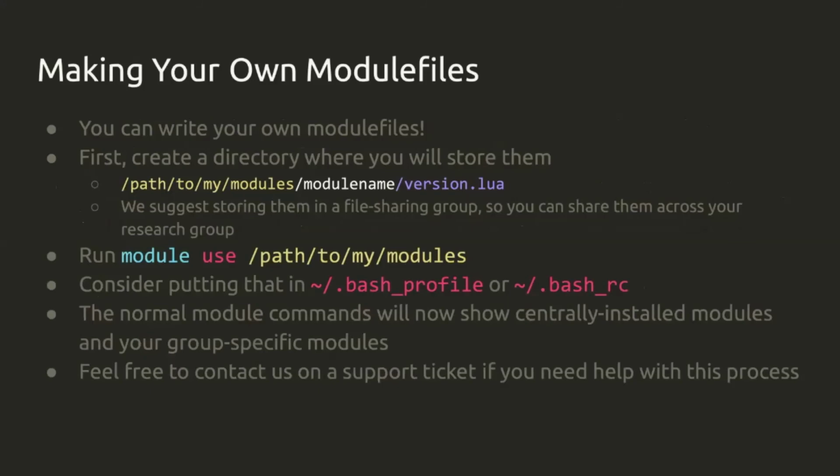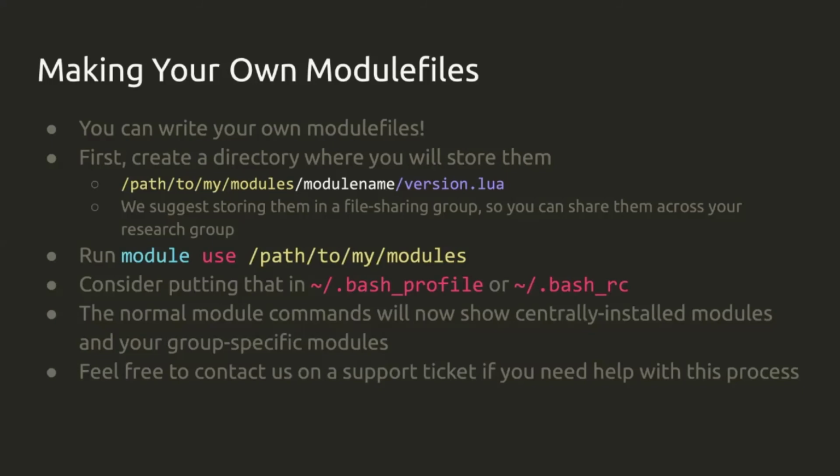The last thing we want to talk about today before we get to some questions is that you can actually write your own module files. You don't have to rely on us to install things centrally, and that's not the only way that you can have module files. So the first thing you'll want to do when creating your own module files is you'll want to figure out where to put them. So you'll have some path to where you want to store them. We recommend a file sharing group if you want to share these with your research group. And then what you'll do is you'll create a directory with the name of the program or the name of the module you want to write.